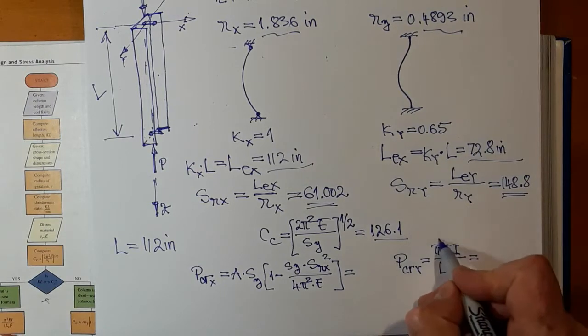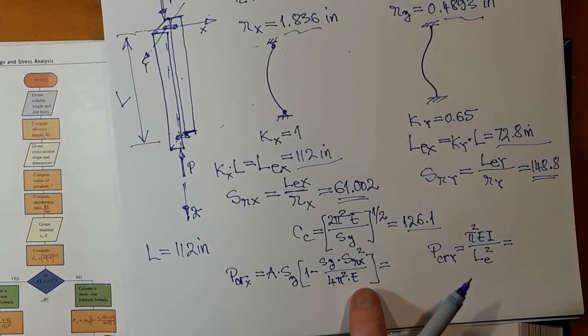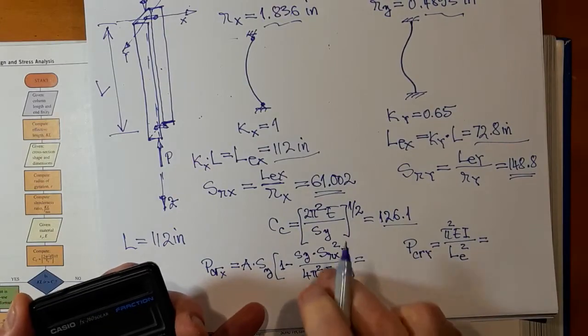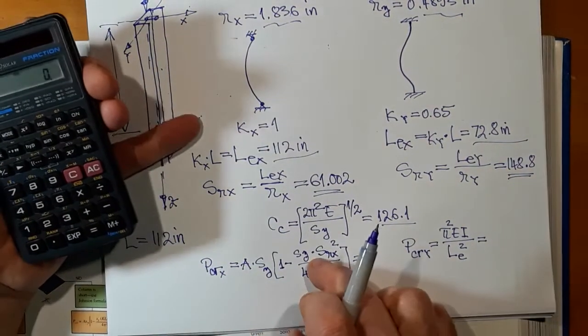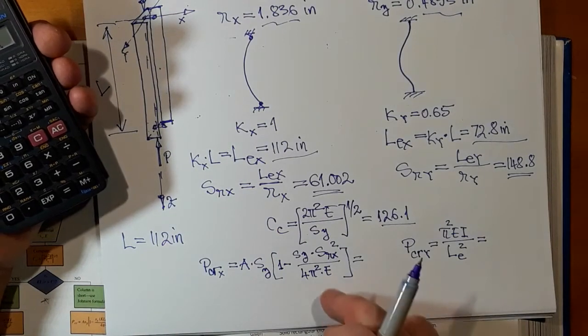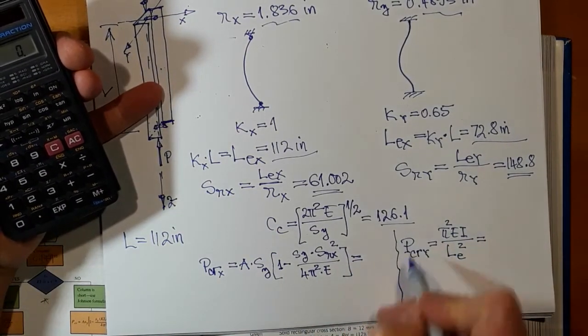And I forgot a square here. So pi squared EI over LE squared. All right, so let's do this one, Johnson's case.